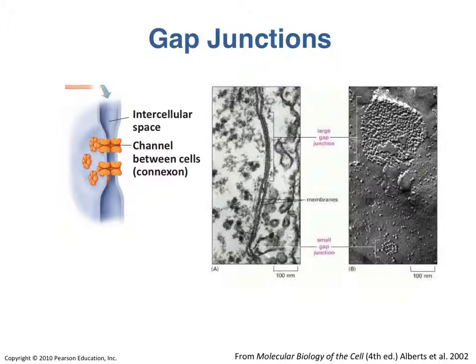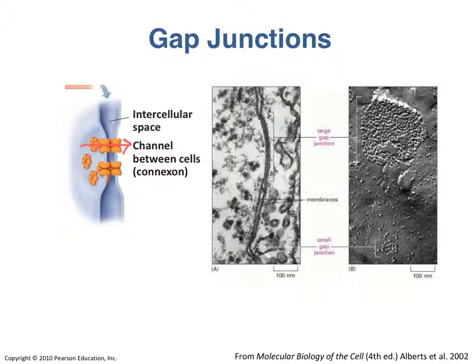Gap junctions form channels between neighboring cells, like little holes or little straws stuck through neighboring plasma membranes. They're sometimes called communicating junctions because they allow small molecules, like ions, to pass directly from cell to cell.